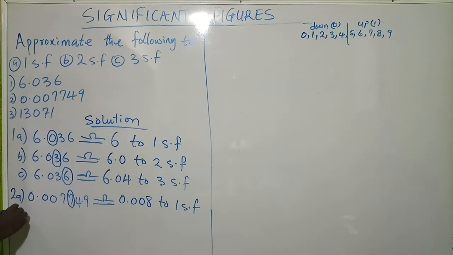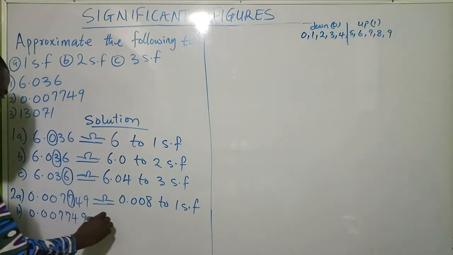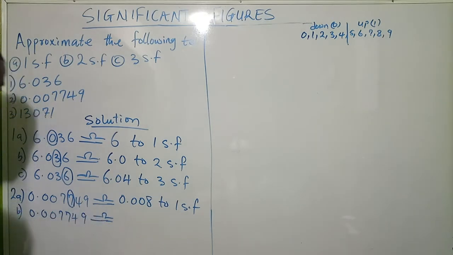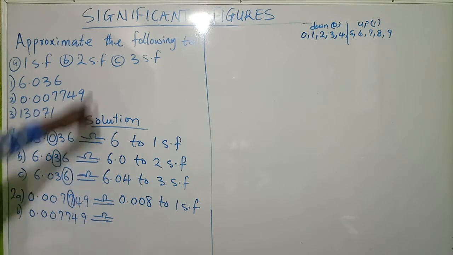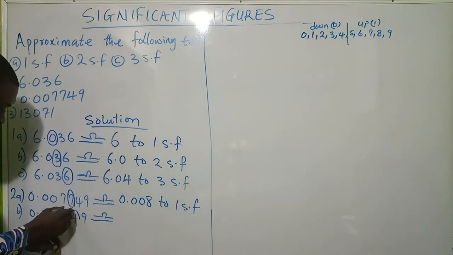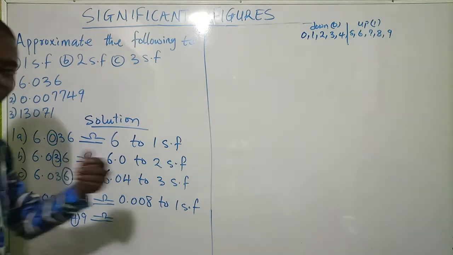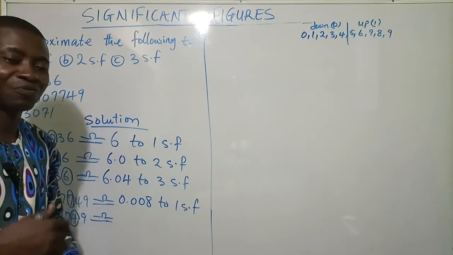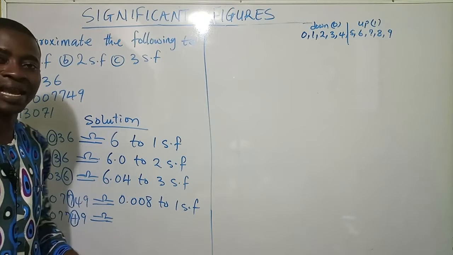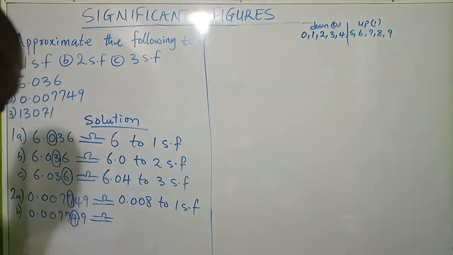Now again, now B, 0.00774. We are approximating this time to what? To 2 significant figures. That means we want just 1, 2. So our attention will be where? Our attention will be on this digit here. Do you see what I'm doing? It's very important. Once you follow it step by step like this, I assure you, it will be very easy for you to do what? Approximate anything at any point in time to any significant figure that the question requires of you.